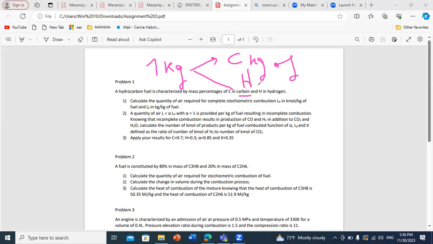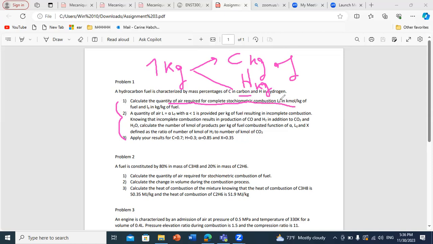This is why we say that these represent percentages in mass, because each 100 kilogram will contain 100 times C kilogram of carbon and 100 times H kilogram of hydrogen. Now, they want us to go through different steps. First, we want to find the quantity of air required for complete combustion.